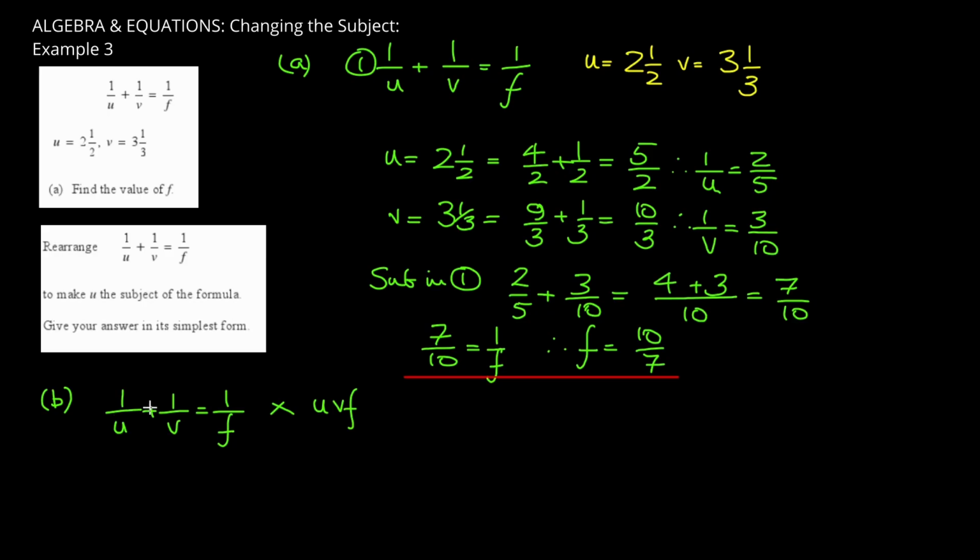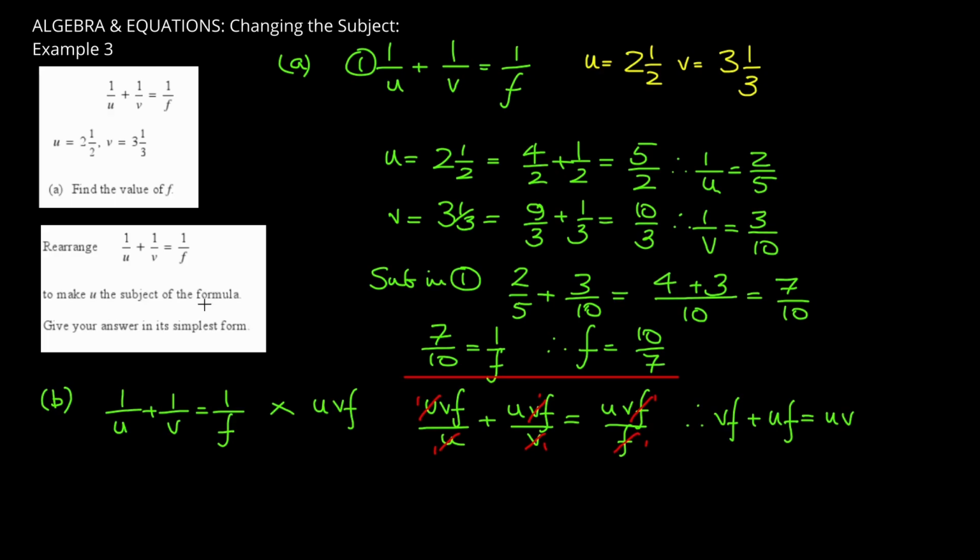So multiplying all these terms by u, v, f, we've got quite a lot of cancelling to do. That u will go with that u, that v will go with that v, and that f will go with that f. Yes, they all leave little ones. So therefore we get vf plus uf is equal to uv.